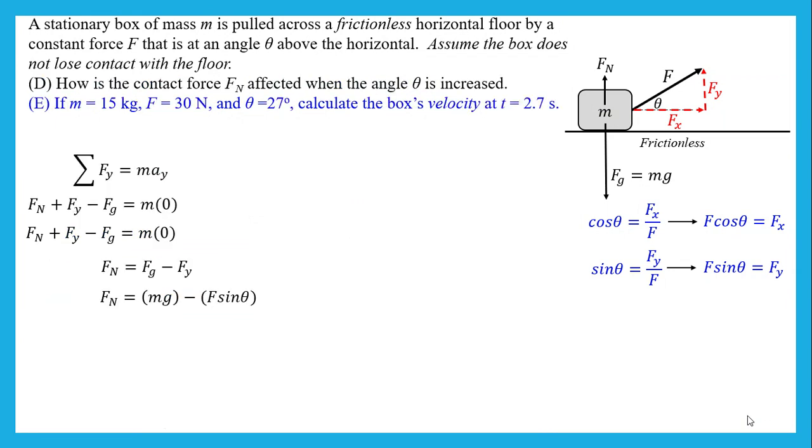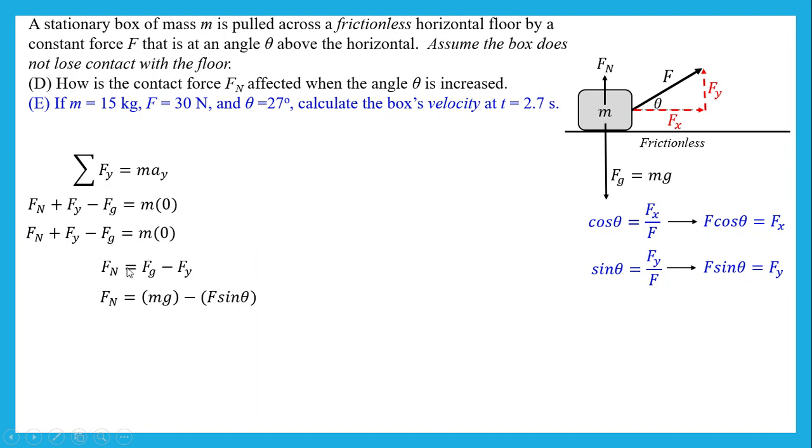For part D, it says here, how is the contact force affected when the angle theta is increased? So as theta increases, f of y increases, but as f of y increases, f of n must decrease conceptually. All right, so I just carry my work here from the previous slide. It says here sigma f y equals m a y, and then I include all my components. I did f n, which is pointing up, plus f y, which is also pointing up. Subtract it from the vector that's pointing down, which is the weight, or aka the f of g, which is equal to mass times 0.